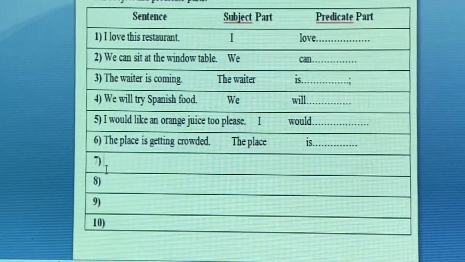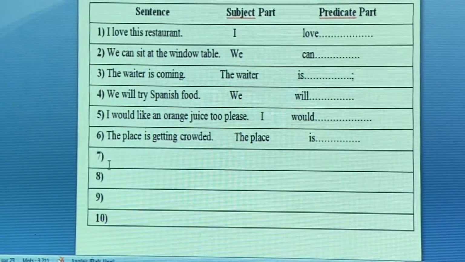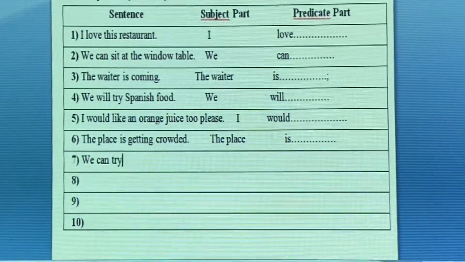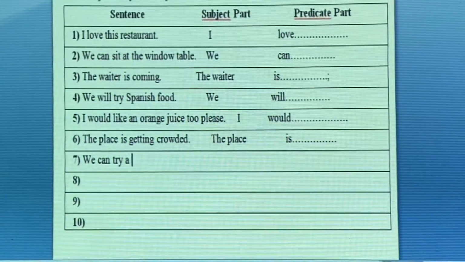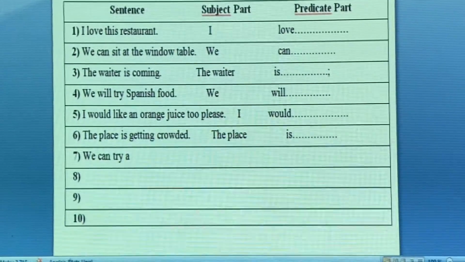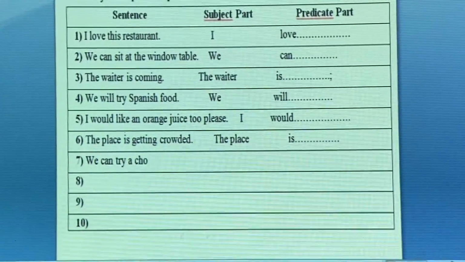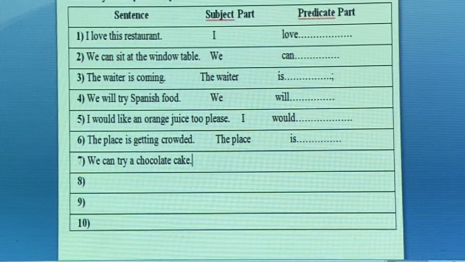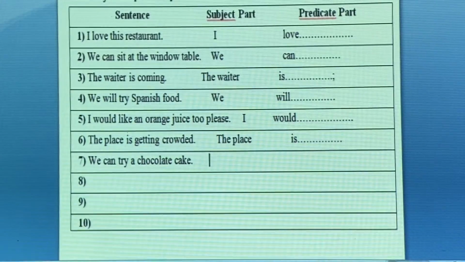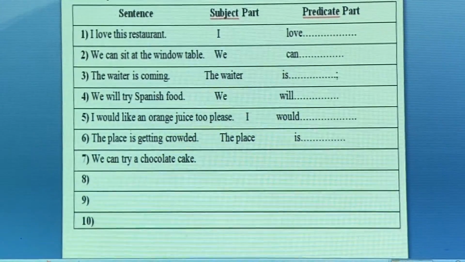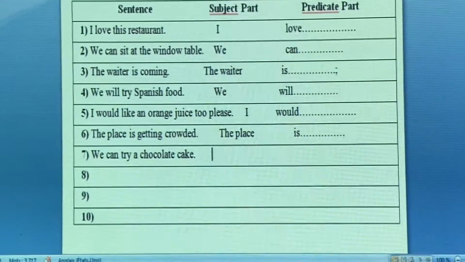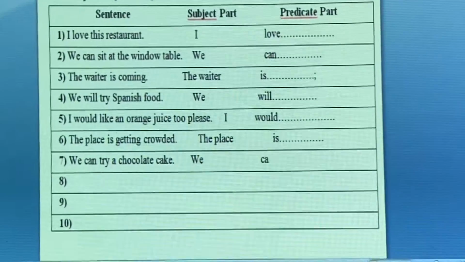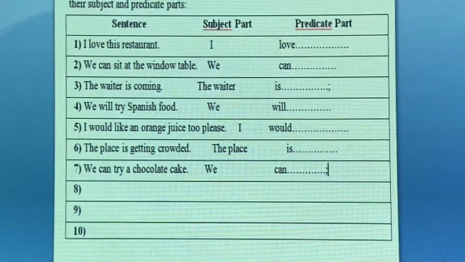Then you can say, for example, we can try a piece of cake, or let's say we can try a chocolate cake. We can try a chocolate cake because they have some desserts in restaurants. You can choose an apple cake. They usually give you a piece. We can try a chocolate cake. So the subject is we and the predicate can try a chocolate cake.